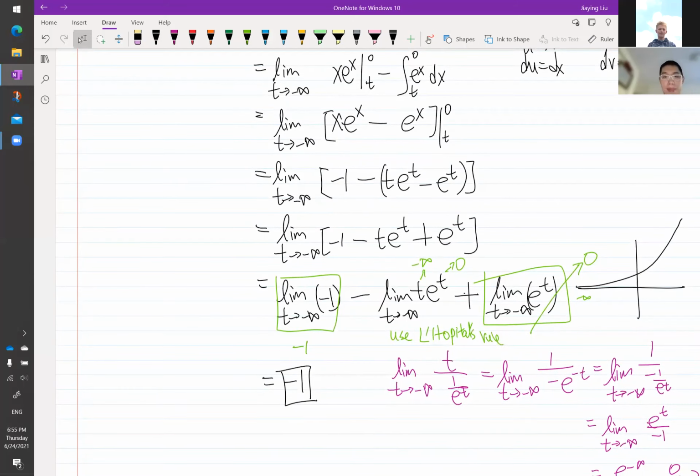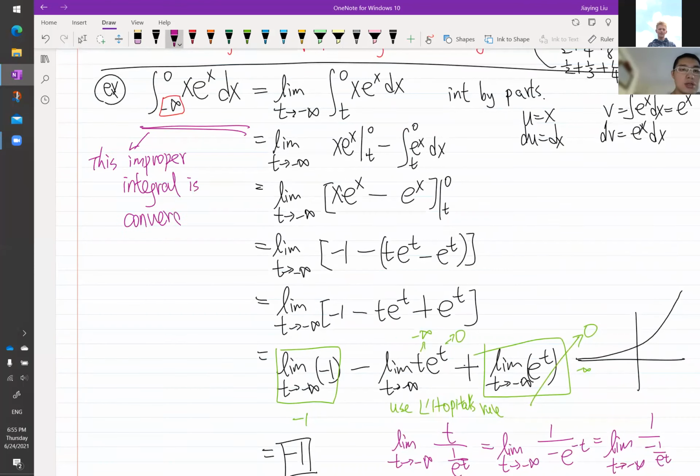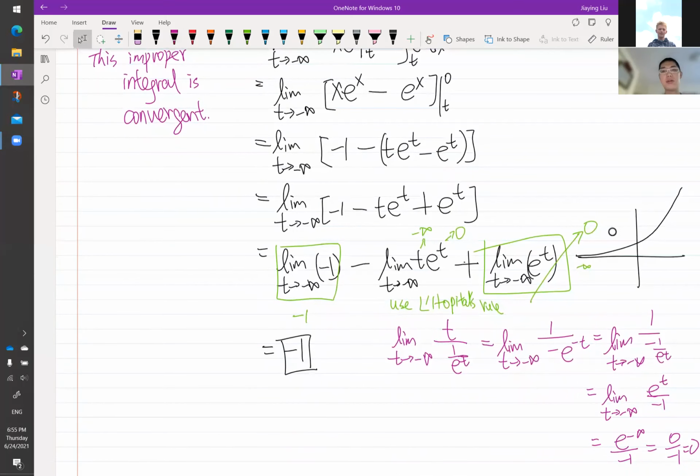So here we found a value, so we can say that the integral that we want to evaluate is convergent. The integral that we had, this improper integral, is convergent because we were able to find a finite value after taking limits. Any questions on this?